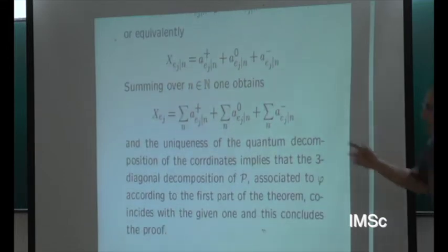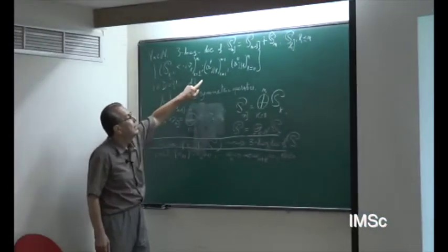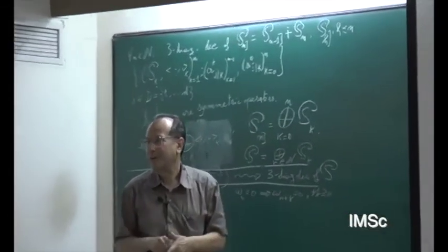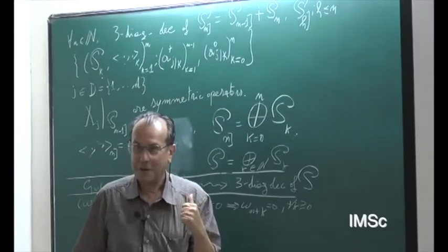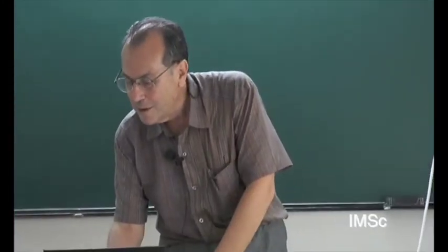This decomposition is a gradation. This decomposition is made of three parts, which are increasing, preservation, and decreasing part. And we have proved in yesterday's lecture that the quantum decomposition of the xj is unique. So these operators, which are those of the tridiagonal, must coincide with the creation and annihilation operators defined by phi that we have found during the proof, because of the uniqueness of the quantum decomposition. And this proves the theorem.